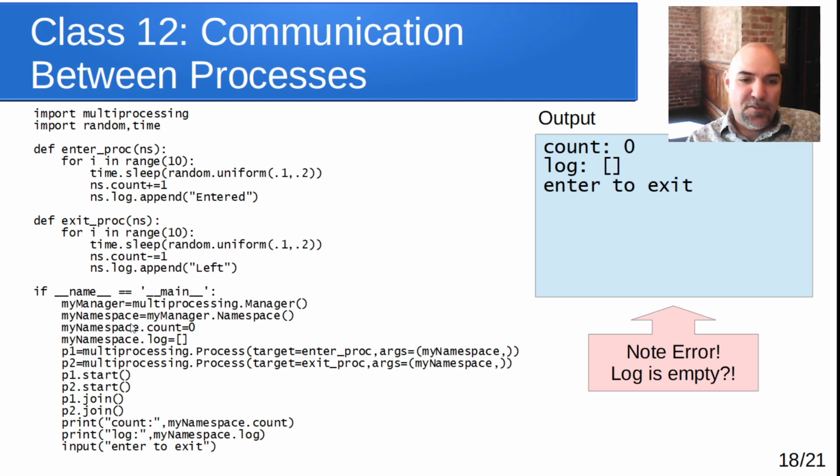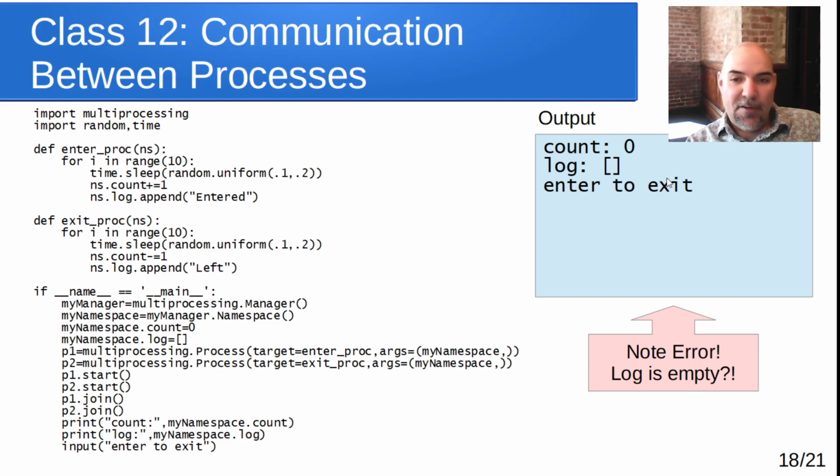So let's look at the namespace. We created a manager, we used the manager and created a namespace within that. And now we've added the count variable to that, and we've added this log list to that. And then we start up the two processes. We pass the namespace to them so they can each access it. Notice again, it's not a global variable. It's a local inside of only the created main, but it passes it to those. P1.start, P2.start, we join both of them, and then we print out the count at the end.